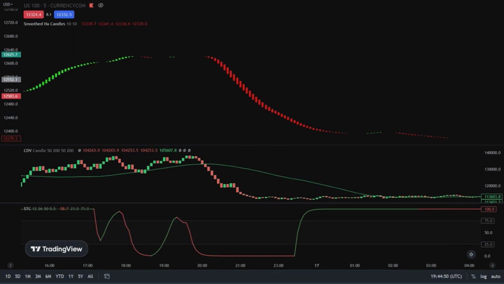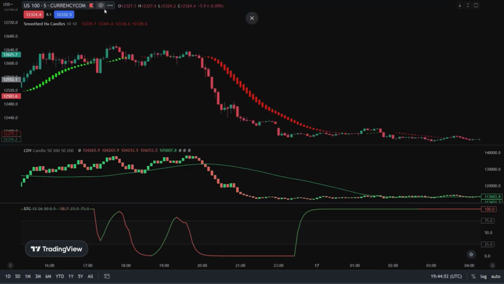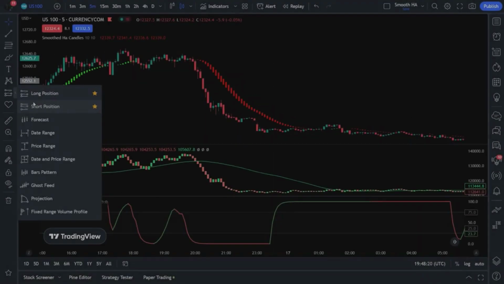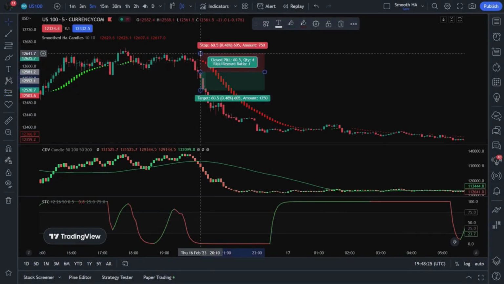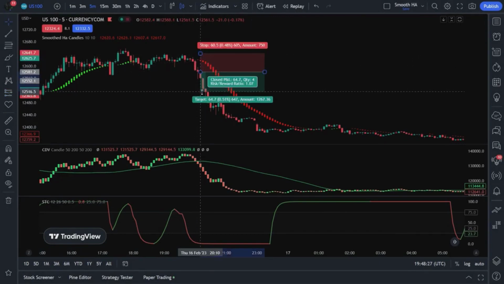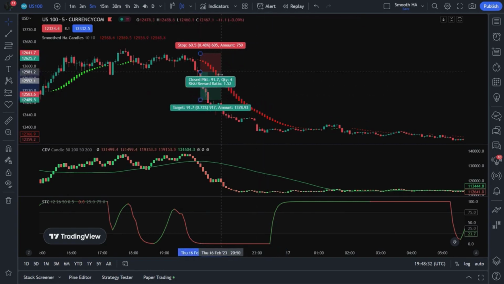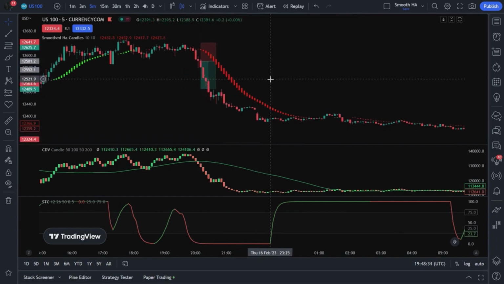Let's add our original candles back to our chart. Just like before, we set our stop loss just above the smooth Heiken Ashi candles, and we target a risk-to-reward ratio of 1 to 1.5. Now that we have gone through the strategy and the examples for both long and short positions, it is now time to test just how good this strategy really is.